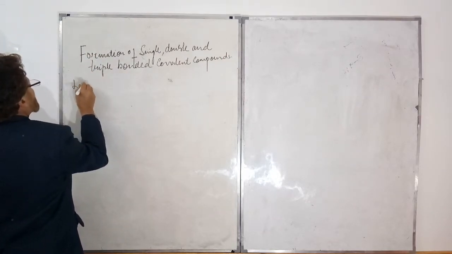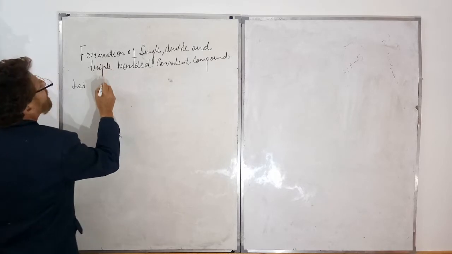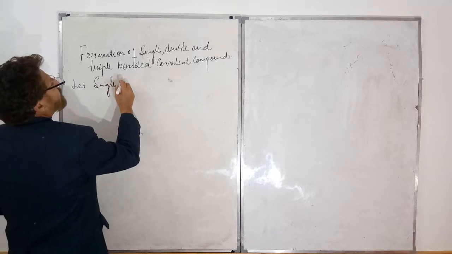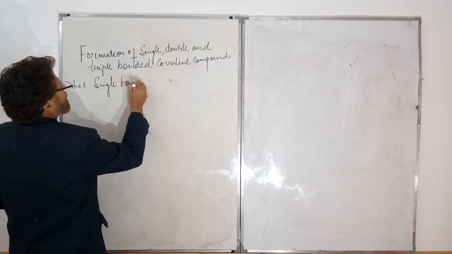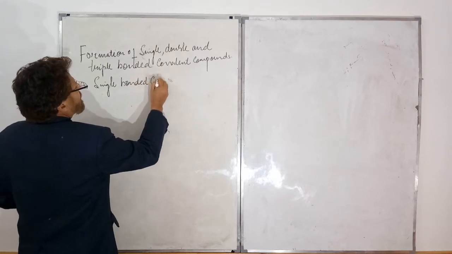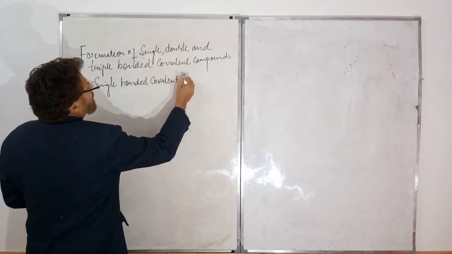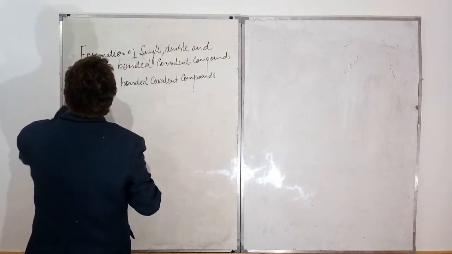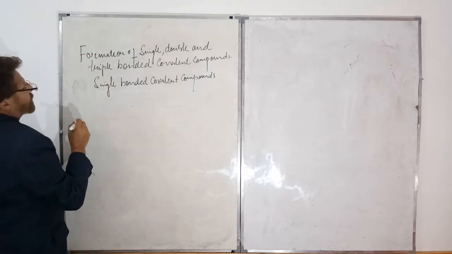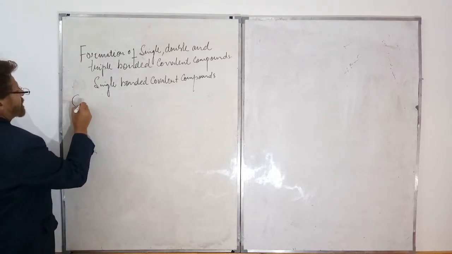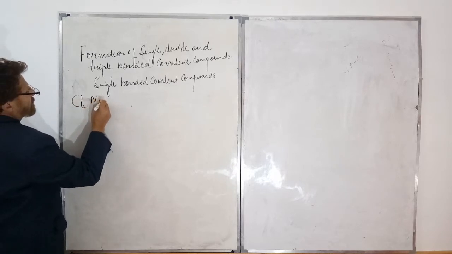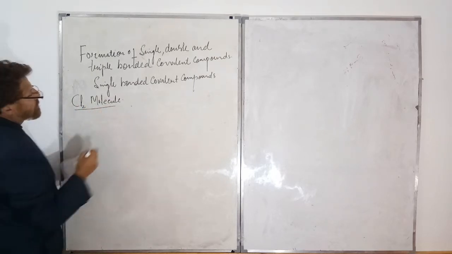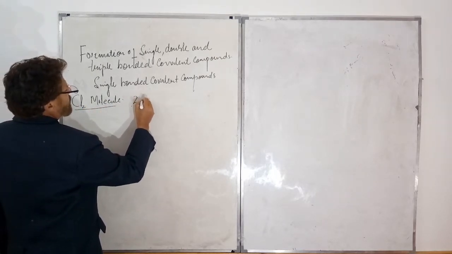Let us discuss first, single bonded covalent compounds. Taking an example of the chlorine molecule, it consists of two atoms of chlorine.